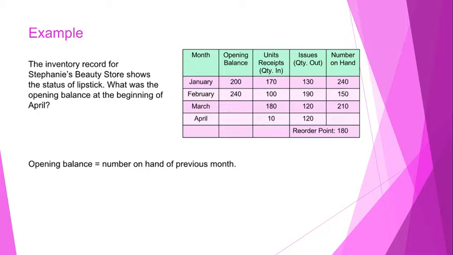That means we need to know how much March had on hand at the end of the month. If we look at the chart, for February it's the 240 that January had on hand. So now if we look for April, what March had on hand is what April's opening balance is. So April's opening balance is 210. So the opening balance at the beginning of April is 210 lipsticks in Stephanie's beauty store.